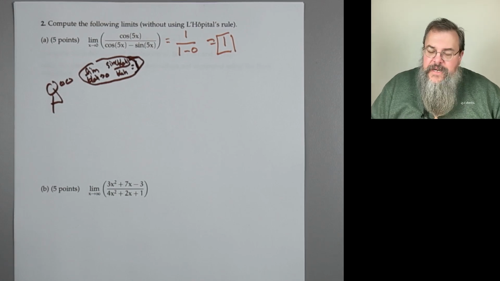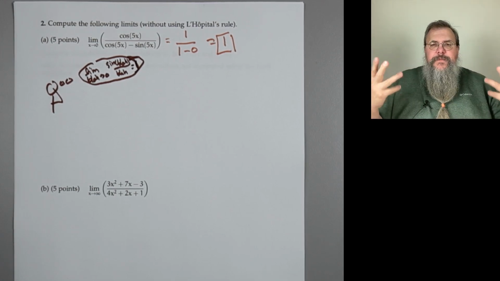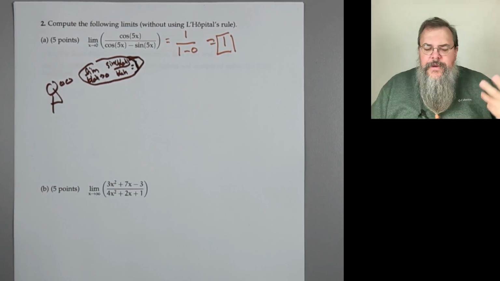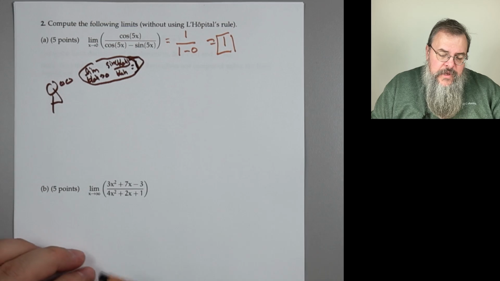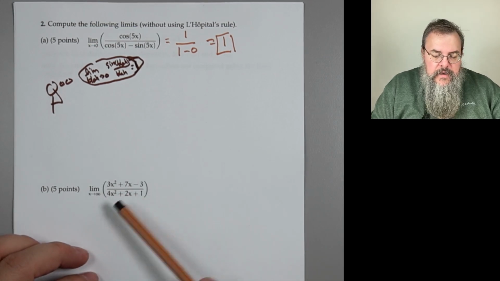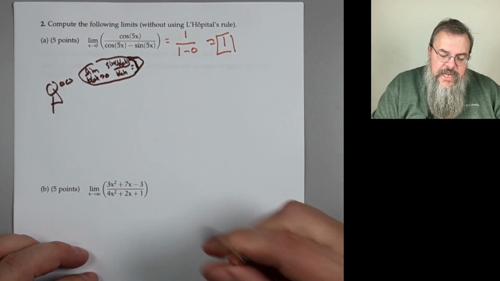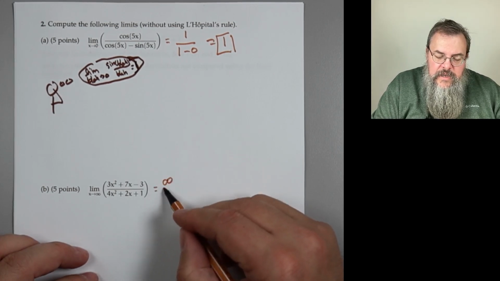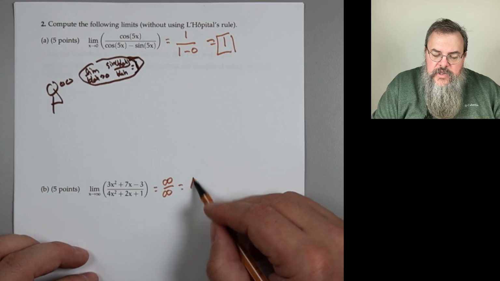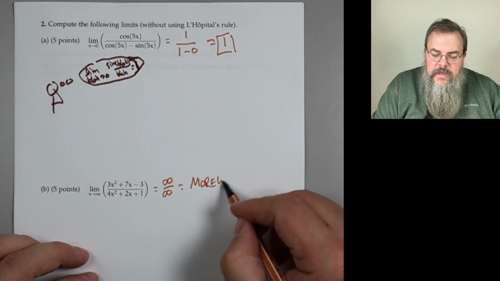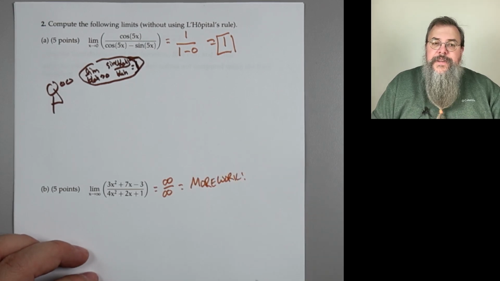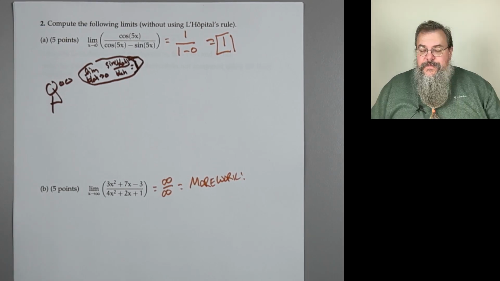Okay, so again, plug in. Now, you might say, well, what do you mean by plug in infinity? What's happening as you go to infinity? Well, we say big, big, yeah, big, big, yeah. So what's happening is you get infinity over infinity, which is not 1, it's more work. Okay, so how do you deal with infinity over infinity?